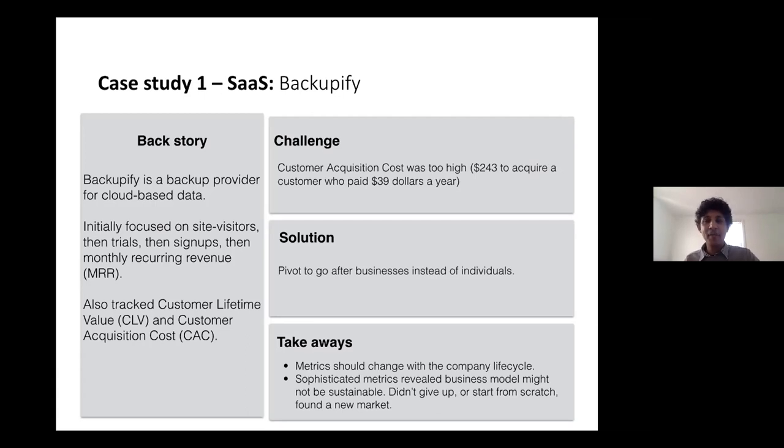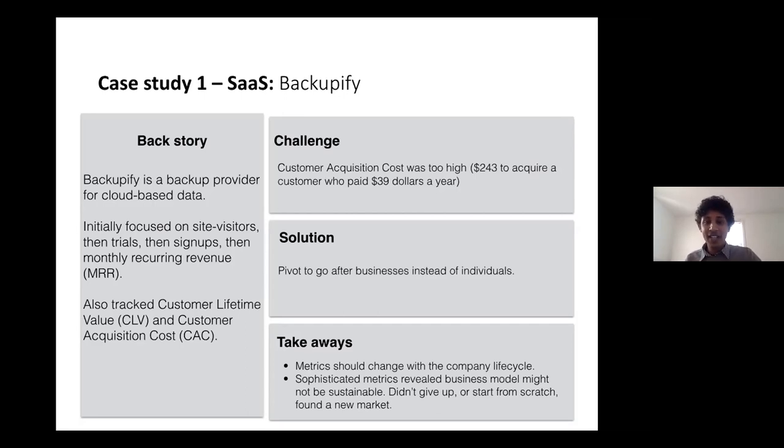Now, the challenge for Backupify was once it got to tracking customer acquisition cost, it realized, or at least the data told it, that its customer acquisition cost was way too high. It was spending $253 to acquire a customer who paid $39 a year. That's terrible, because what does that tell you? It takes you at least 6 years to win back your acquisition cost, and that's not good. So what was their solution? They decided to pivot.